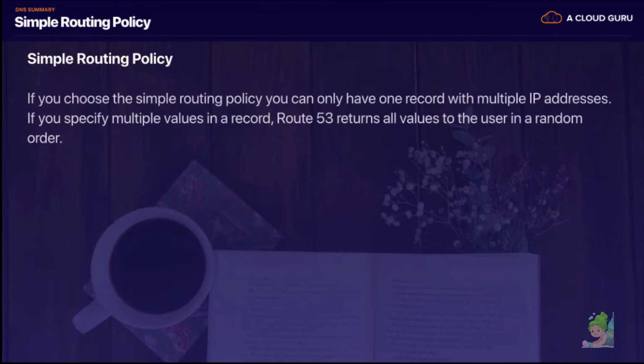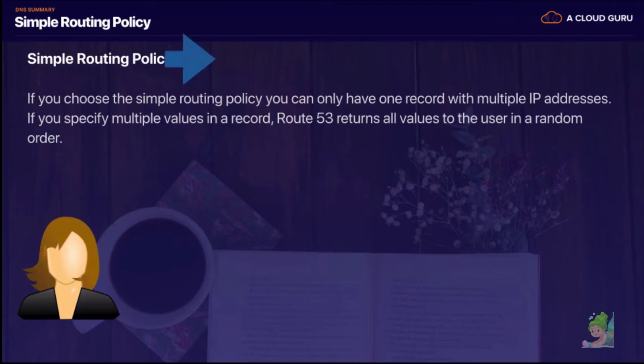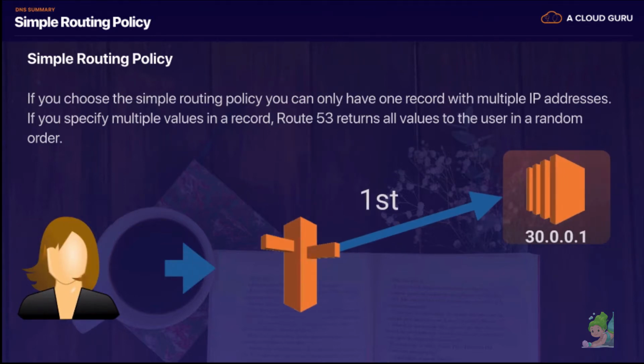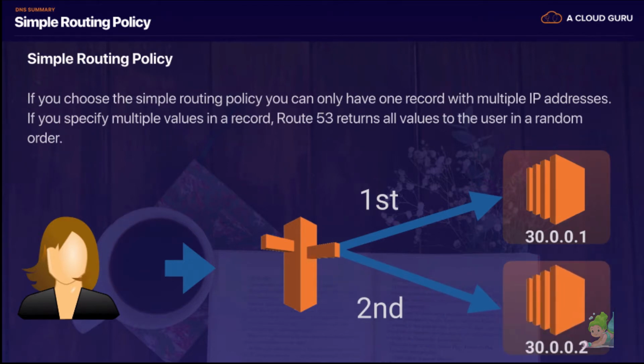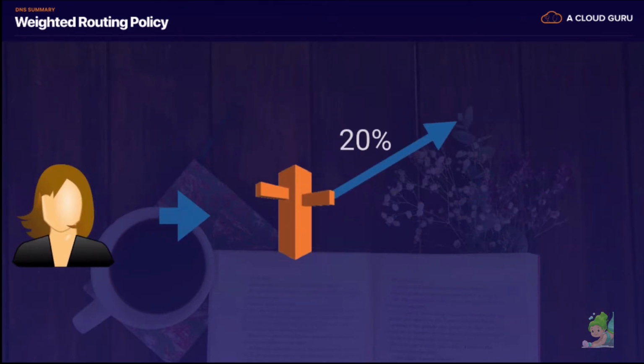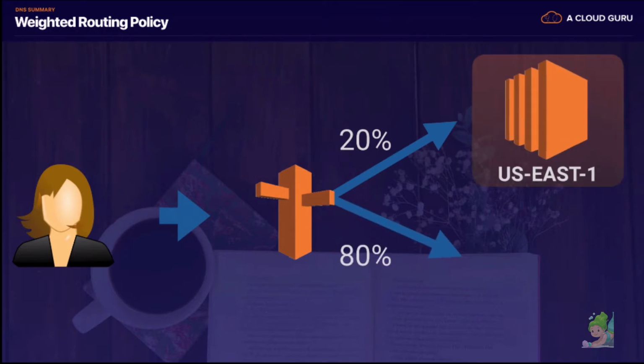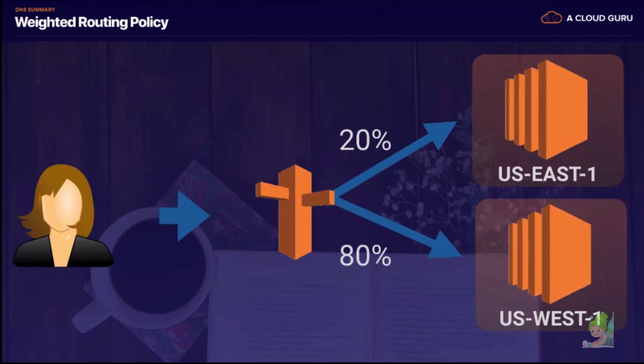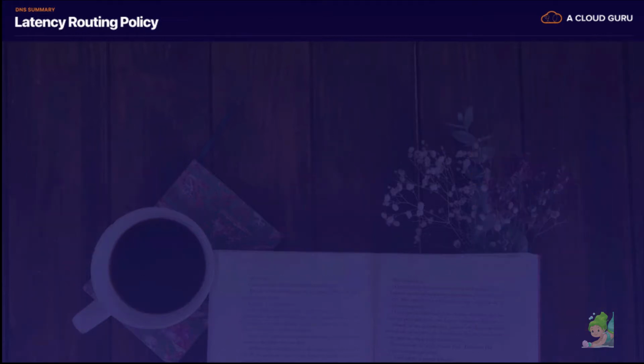So if you choose simple routing policy, you can only have one record with multiple IP addresses, and you can't have any health checks. If you specify multiple values in a record set, Route 53 will return the values to the users in a random order. So here's our user, they're typing in a DNS address, Route 53 is giving them the first record, and then it's giving them the second record, but we can't have a health check on that one. Weighted routing policies: we've got our user, they're typing in a DNS address, and we're setting weights, so we're sending 20% of the traffic to US East 1, and 80% of the traffic to US West 1. So that's how weighted routing works.